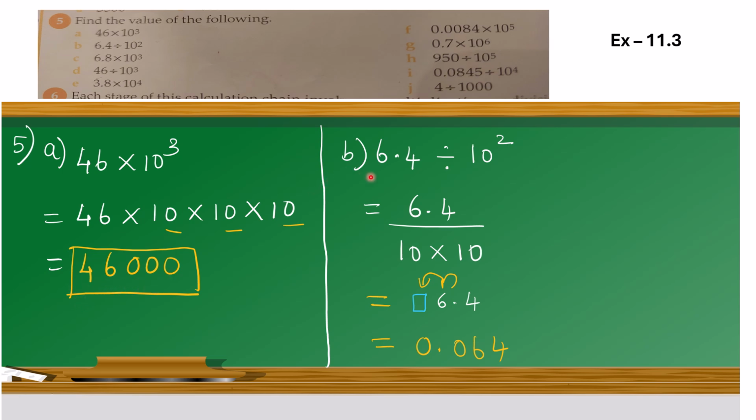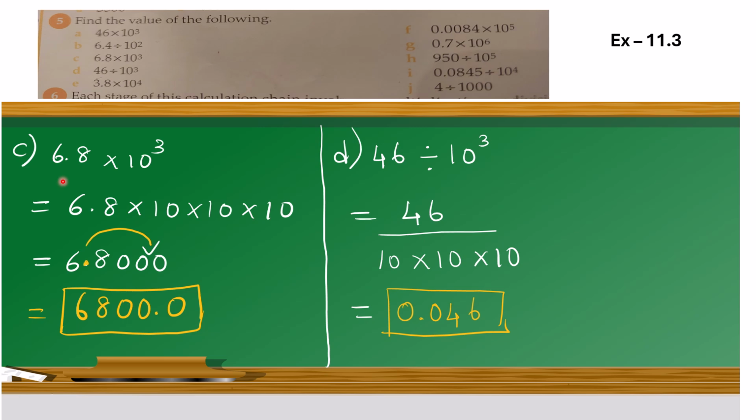B question is 6.4 divided by 10 square. Okay, so 6.4 divided by 10 square means 10 into 10, or 100 you can write. So 6.4 divided by 100. That means what? We have to move the decimal point to the left side by two places. Okay, so 0.064.